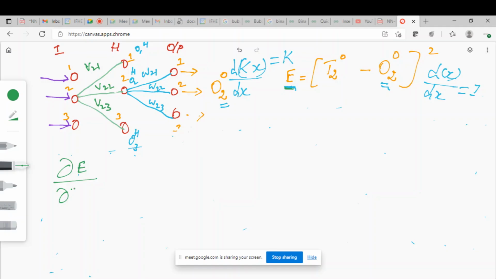Again we have to come from the beginning. But this error, if you see, depends on the output. So the first step is dou E by dou O2. That is, the error directly depends on the output of the second neuron of the output layer. And the output of the second neuron of the output layer directly depends on the input of the second neuron of the output layer. So dou O2 should be differentiated with respect to the input of the second neuron of the output layer.